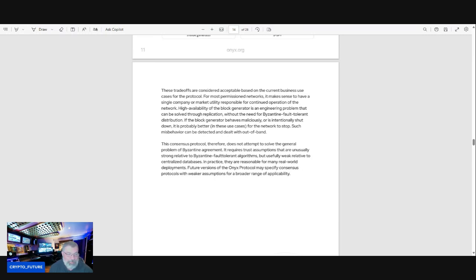The consensus protocol, therefore, does not attempt to solve the general problem of Byzantine agreement. It requires trust assumptions that are usually strong relative to Byzantine fault tolerant algorithms, but usefully weak relative to centralized databases. In practice, they are responsible for many real-world deployments. Future versions of the Onyx protocol may specify consensus protocols with weaker assumptions for a broader range of applicability.